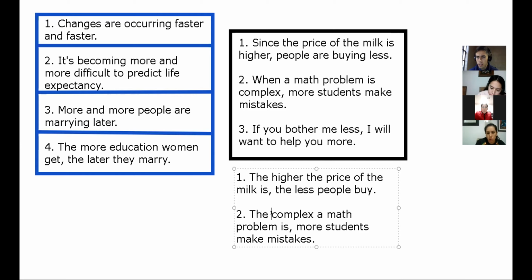I think Tanya told us the answer. Yes, Tanya, what is it? I said the more complex. The more complex a math problem is. And what are we missing in the effect? We're missing a word. Maybe more and more. The more students. So when we make the double comparatives, the article the is very important in the structure. So don't forget it. So the more complex a math problem is, the more students. Yes, correct.